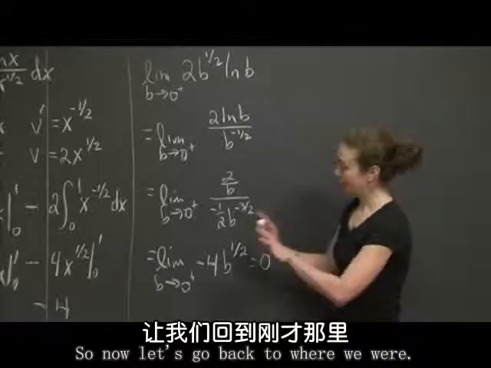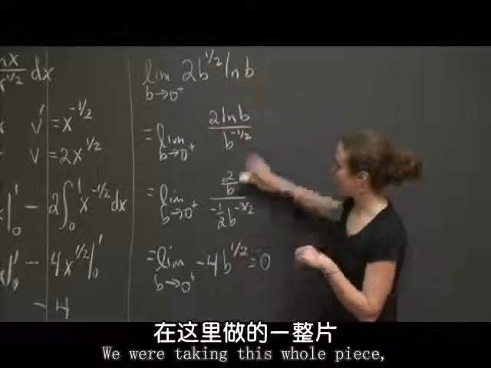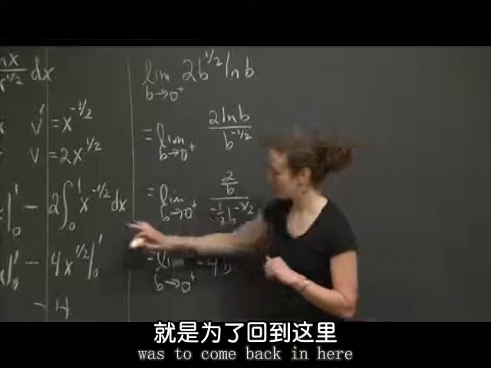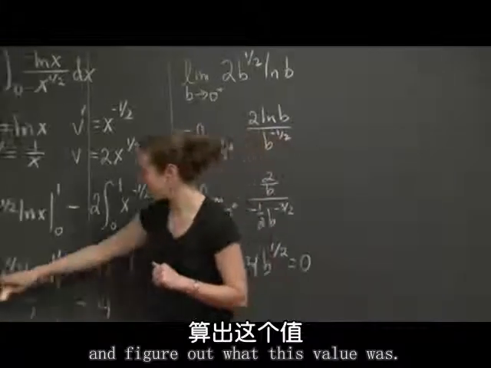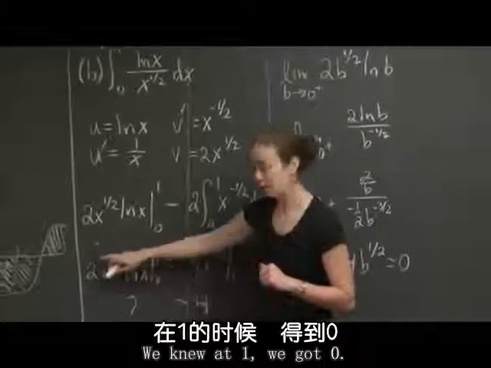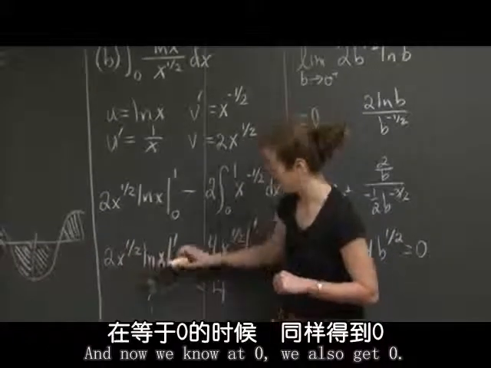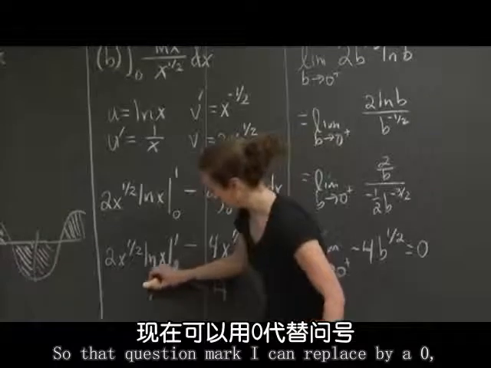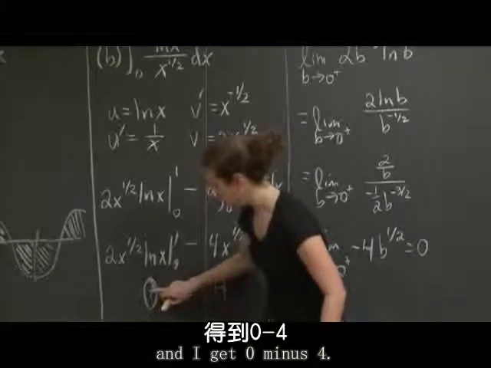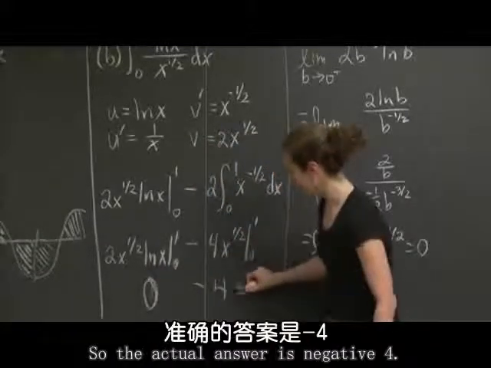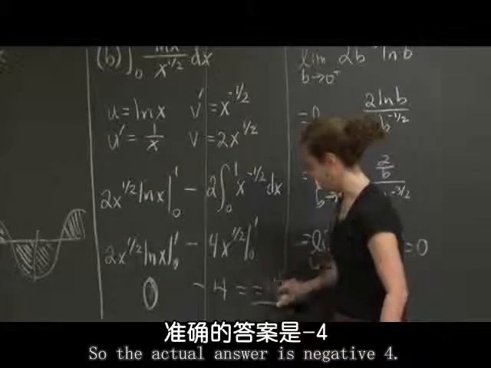So now let's go back to where we were. What were we doing here? We were taking this whole piece to come back in here and figure out what this value was. We knew at 1 we got 0, and now we know at 0 we also get 0. So that question mark I can replace by a 0, and I get 0 minus 4, so the actual answer is negative 4.